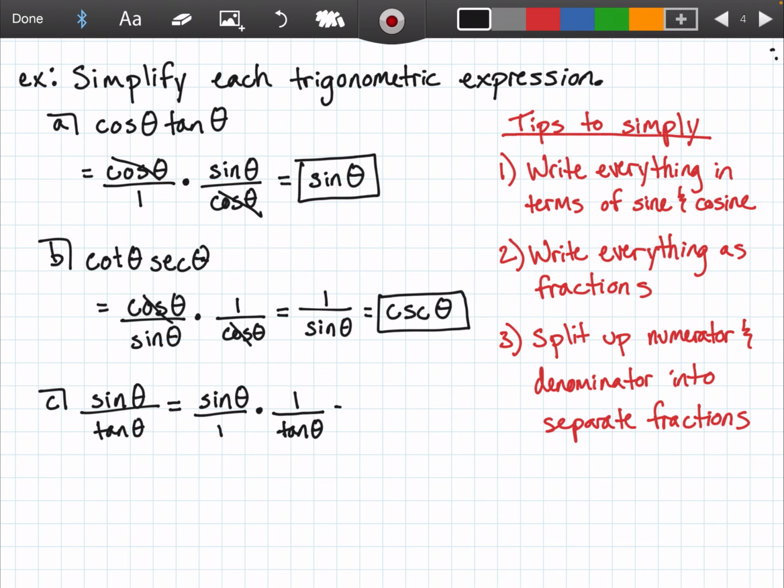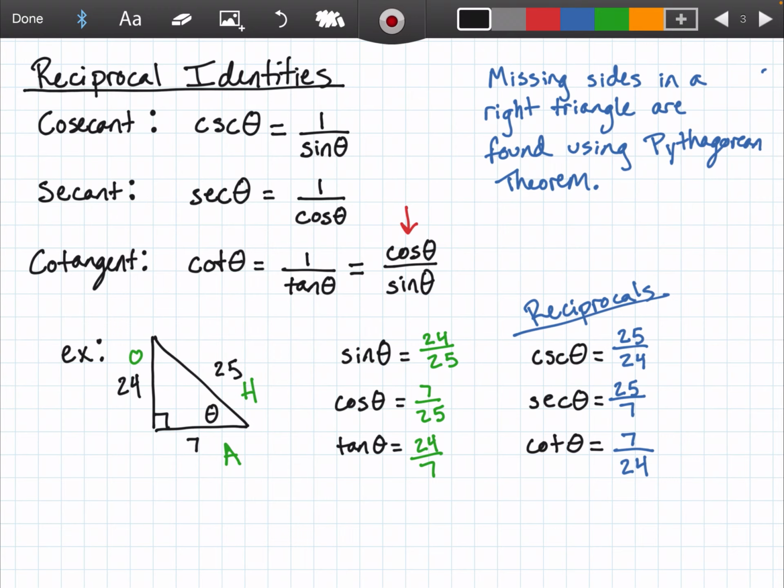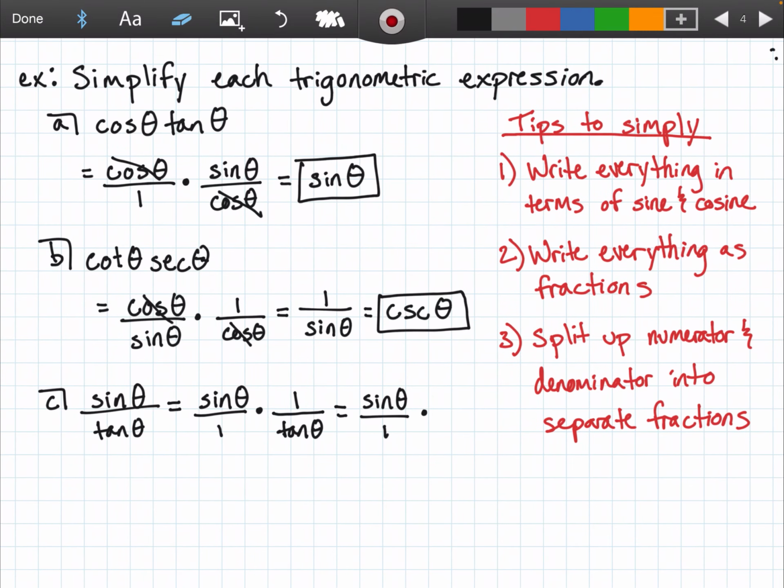So I know sine theta stays the same. 1 over tangent, oh, hey, let's look back. 1 over tangent is the reciprocal identity of cotangent. Cotangent is cosine over sine. Sines cancel. I'm left with cosine theta.